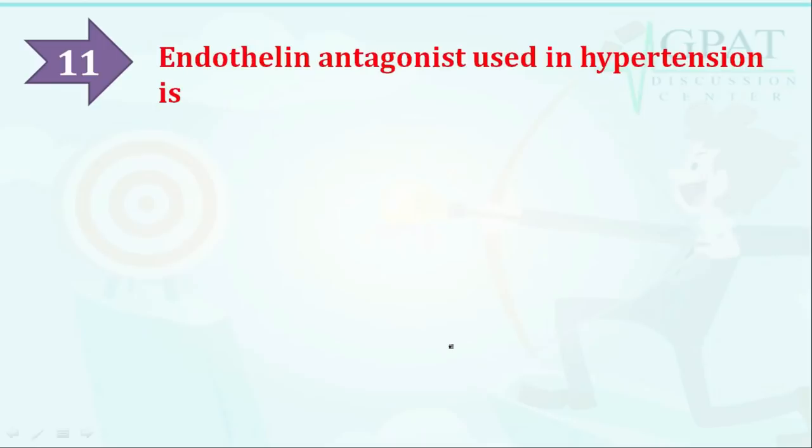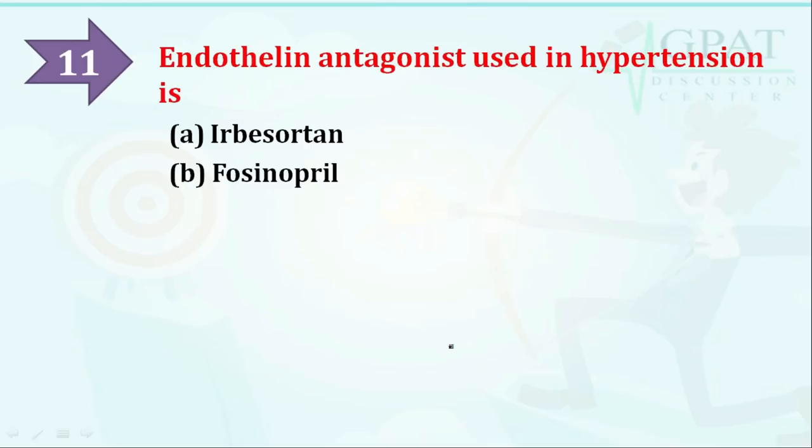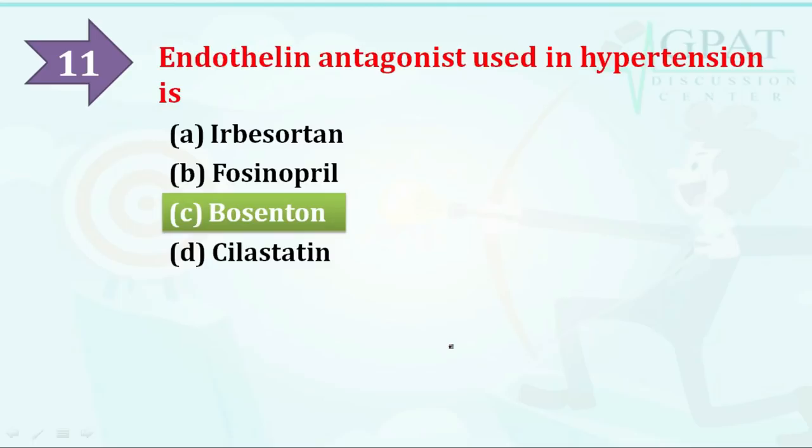Endothelin antagonist used in hypertension is, and the options are, option A is irbesartan, option B is fosinopril, option C is bosentan, option D is cilastatin. So the endothelin antagonist used in hypertension is, the correct answer is bosentan. Let's discuss with the help of explanation.